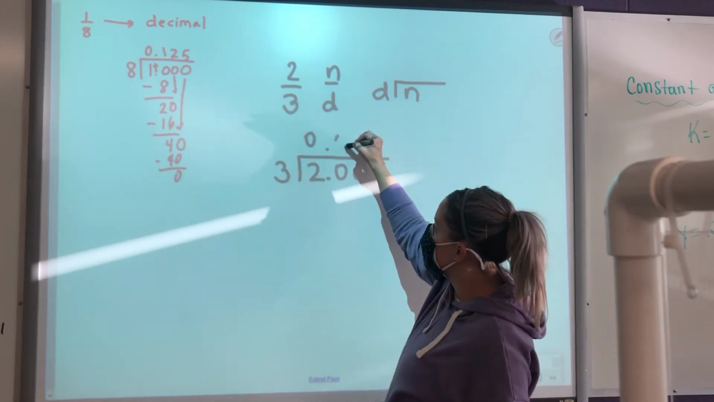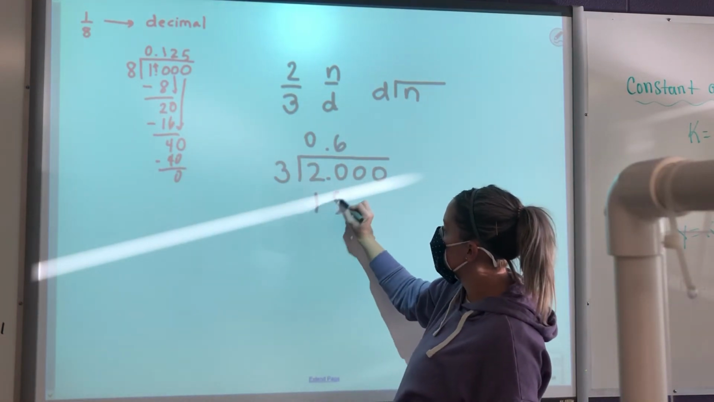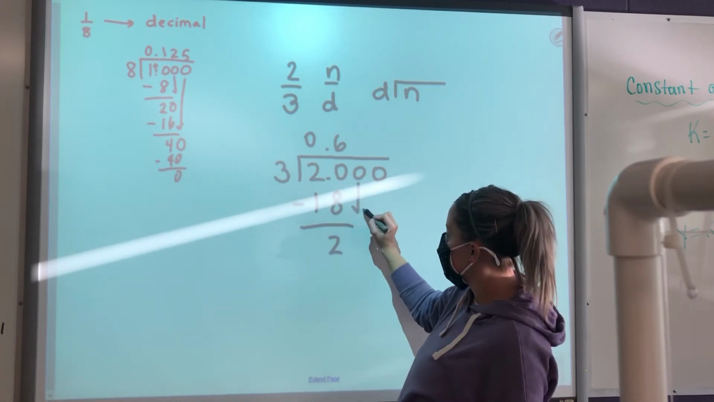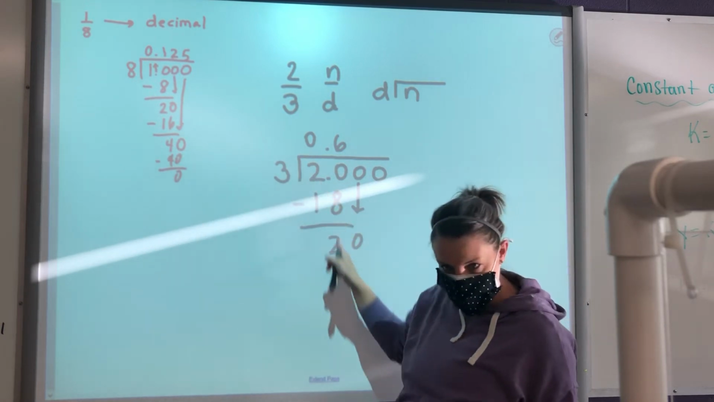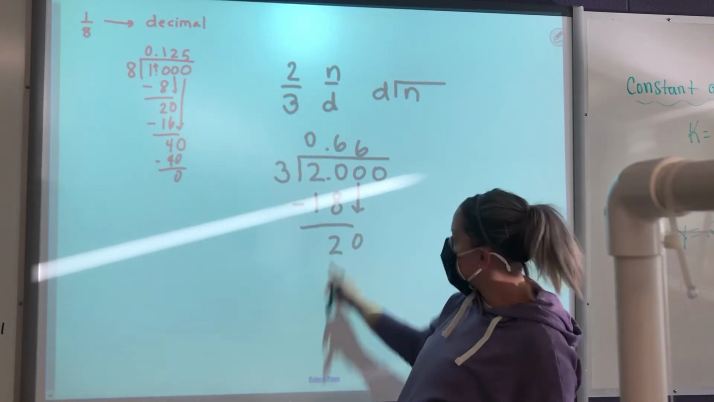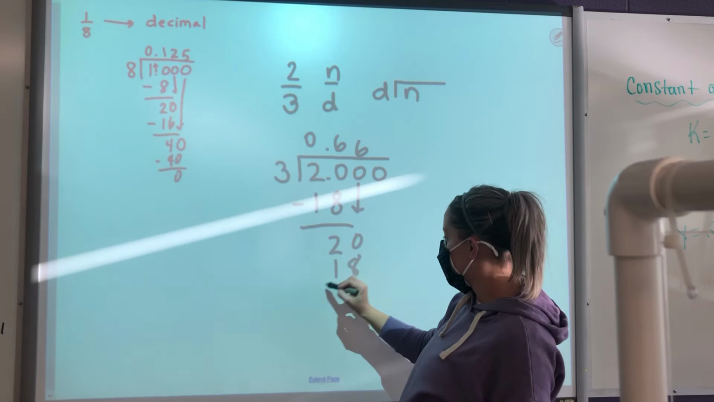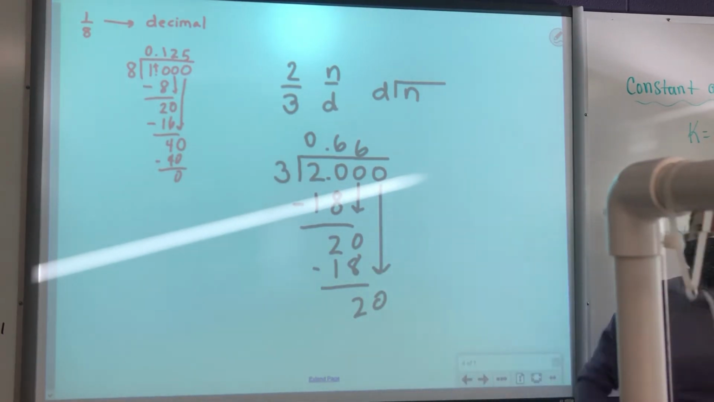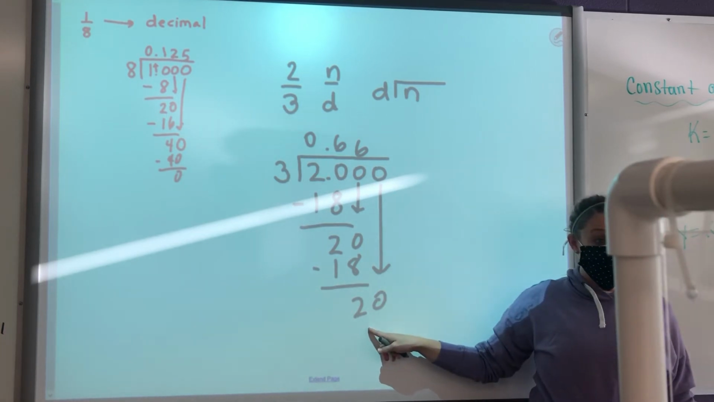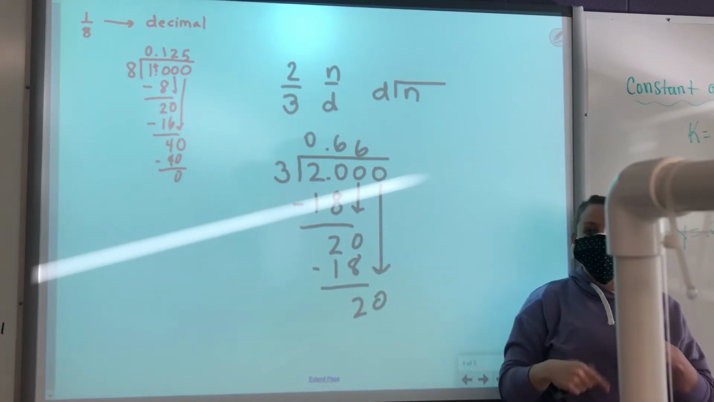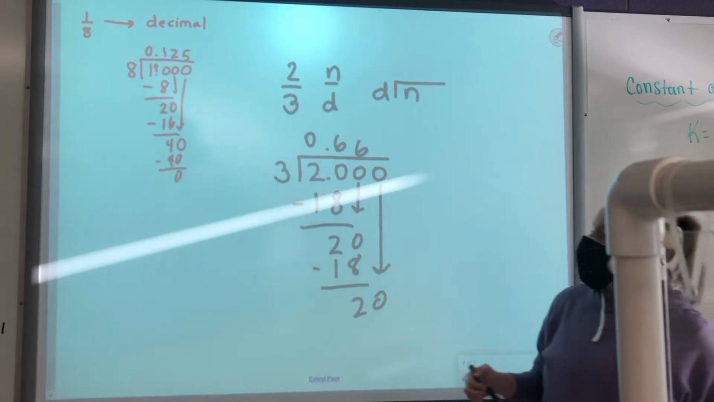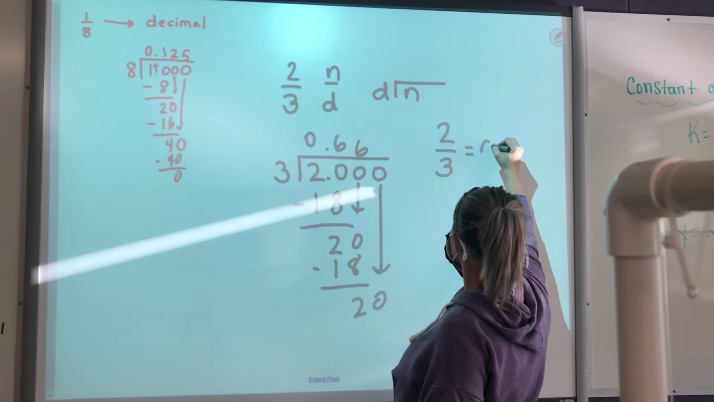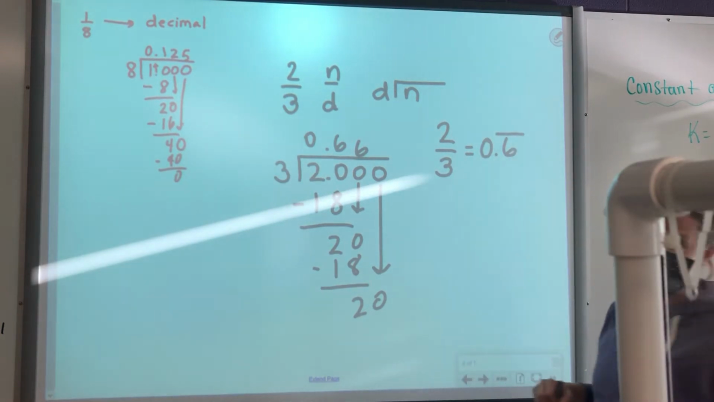3 goes into 20 6 times, so I have 18. 20 minus 18 is 2. Pull down my 0. 3 goes into 20 6 times. What's happening? It's a repeating decimal. It doesn't matter how many times I do this, I'm still going to get 6, I'm still going to get 18. So this is going to keep on going forever and ever and ever. So what I would do then is I would say 2/3 is equal to 0.6 repeated.